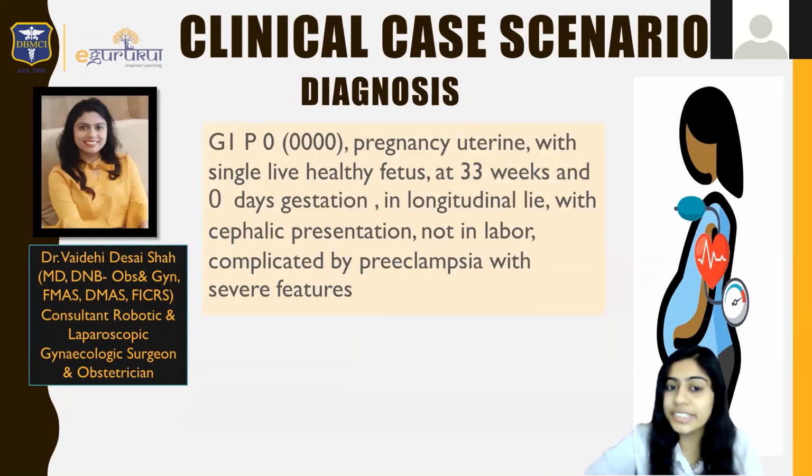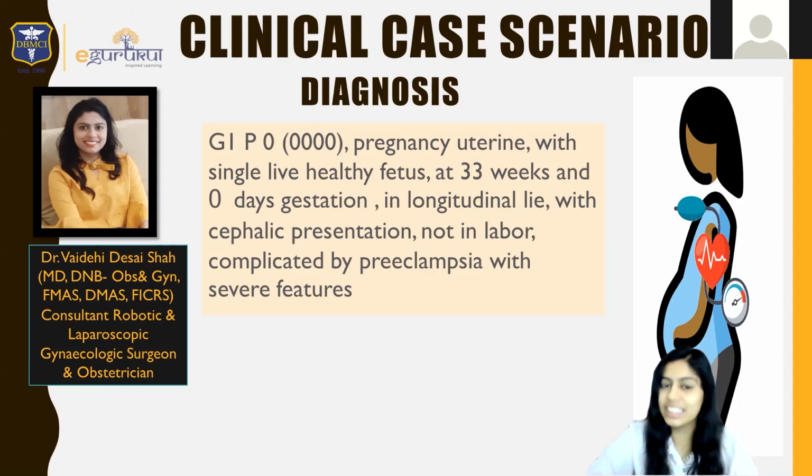So based on this, the diagnosis of our patient is gravida 1, para 0, with no full term, preterm, abortions or live births. Okay, G1, P0, pregnancy intrauterine with single live healthy fetus at 33 weeks and 0 days of gestation, in longitudinal lie with cephalic presentation, not in labor, complicated by preeclampsia with severe features. So our diagnosis is preeclampsia with severe features.